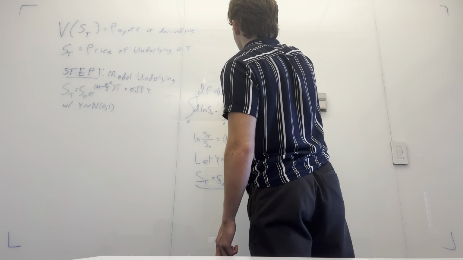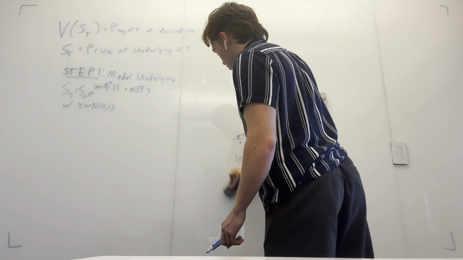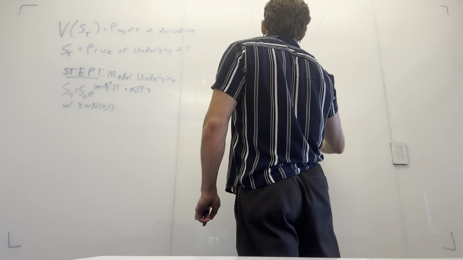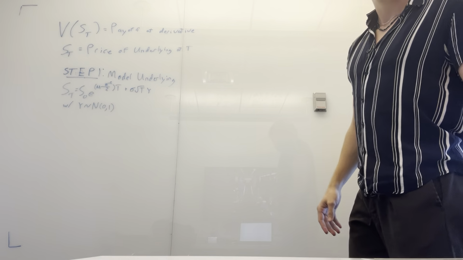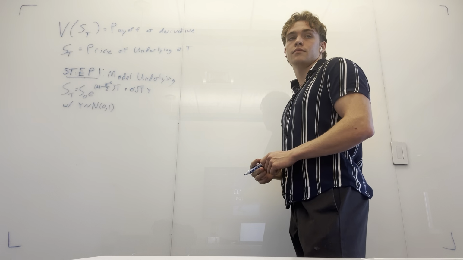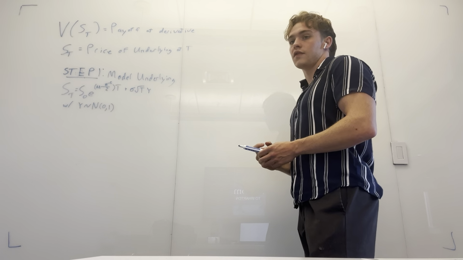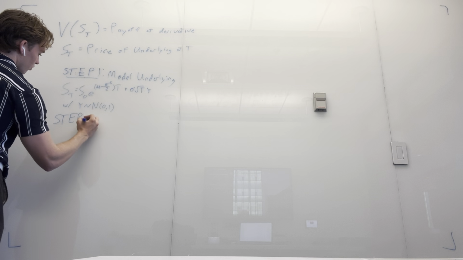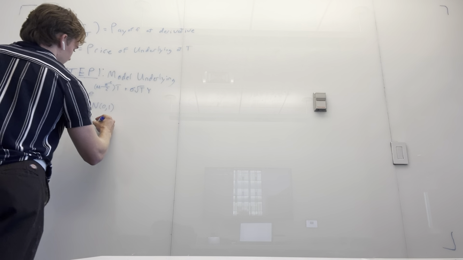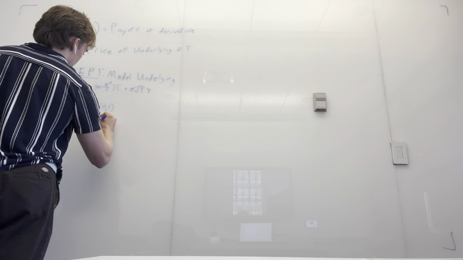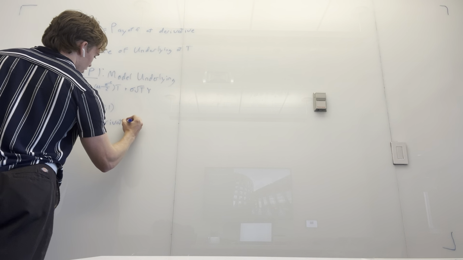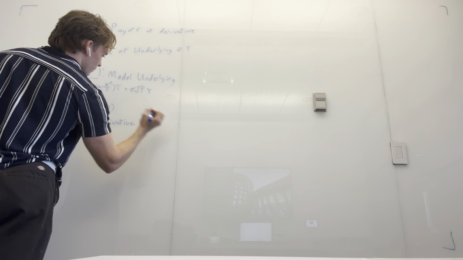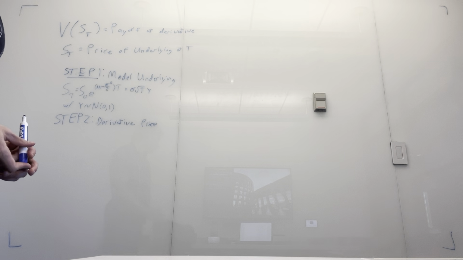So what do we want to do next? We have a model for our underlying. Essentially, the next step is just to model the price of the asset. So I'm going to say step 2 is derivative price. Okay. How do we come up with the price of the derivative?